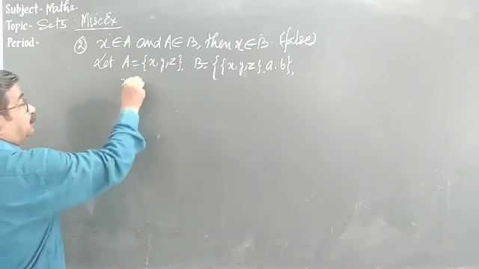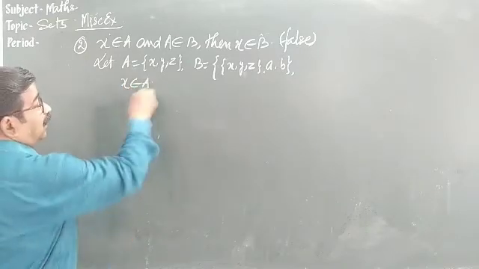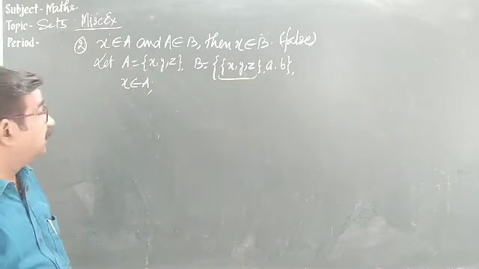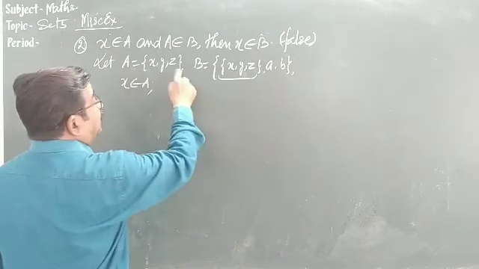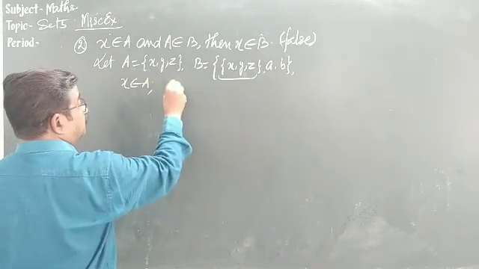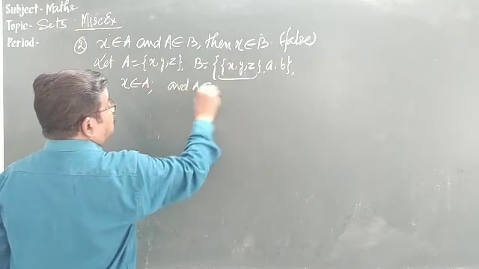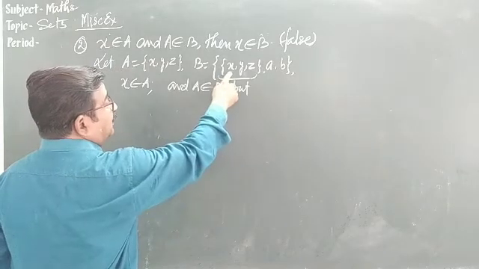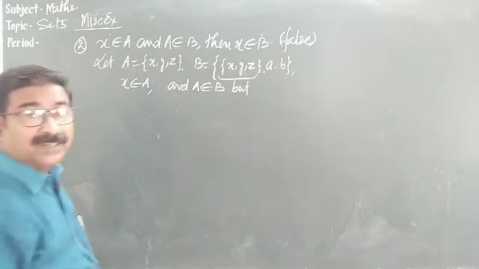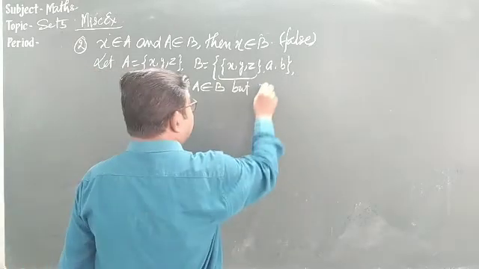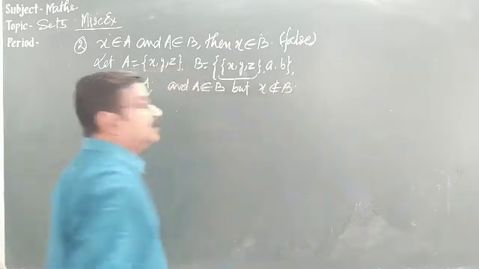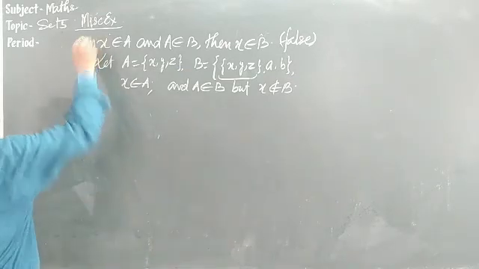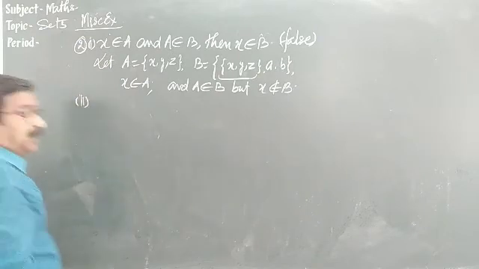See, x belongs to A, and this element {x, y, z} is an element of B. So A belongs to B, but single x cannot be separated because {x, y, z} is a single element. So x does not belong to B. So this is how you can write the reason. This was the first part.